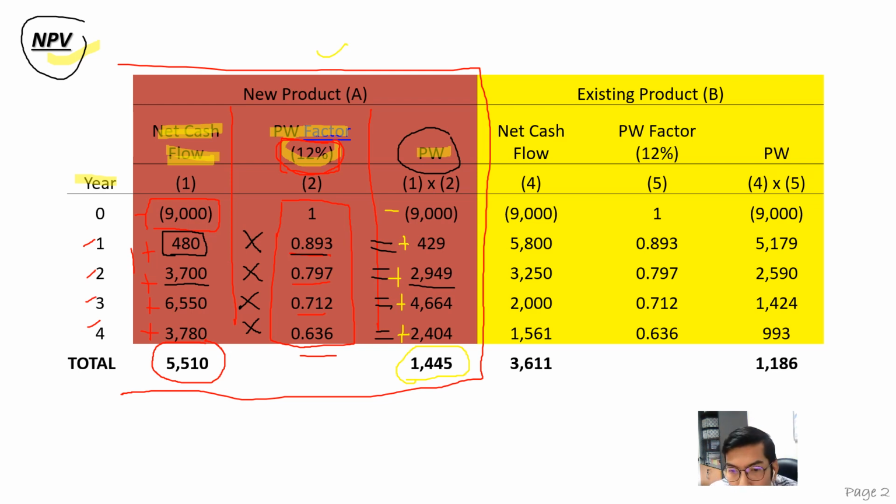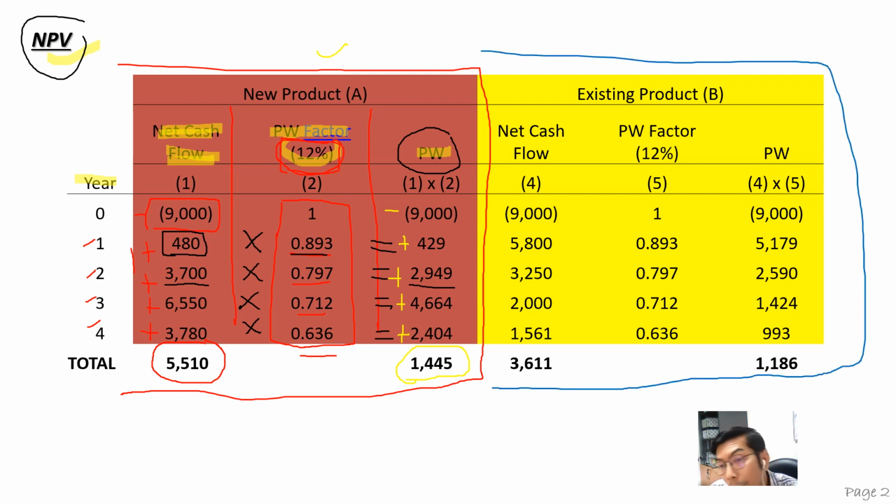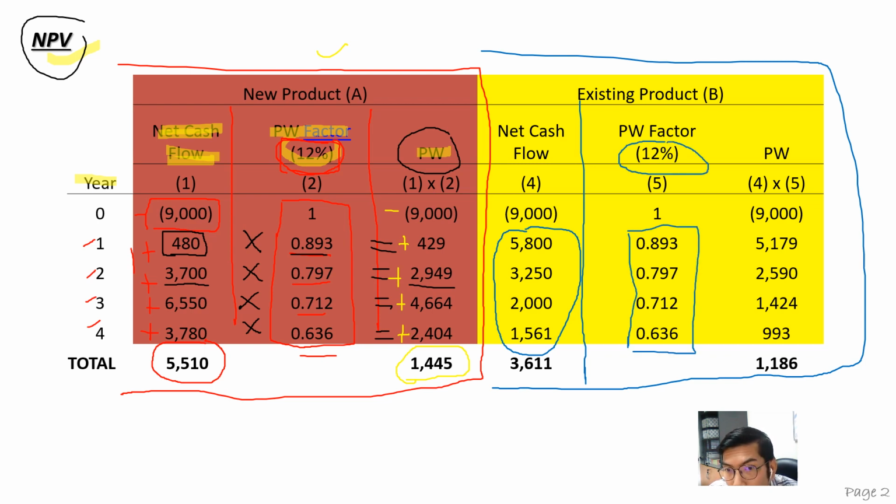Next, you repeat the same process for the existing product. The same process; the difference is the cash flow value, which you obtain from the question. So repeat the same process. The PW factor is still the same, 12%. This one is obtained from the reference table, present value of £1. So you multiply this one.